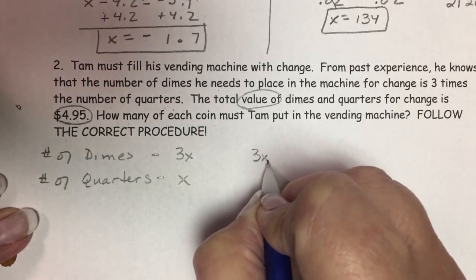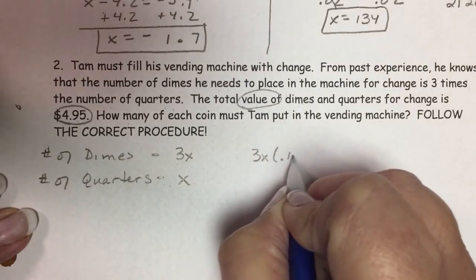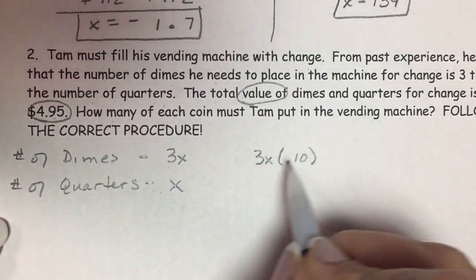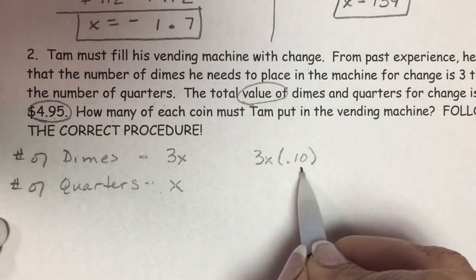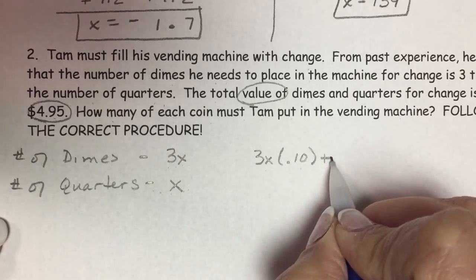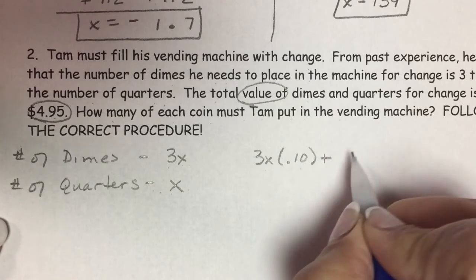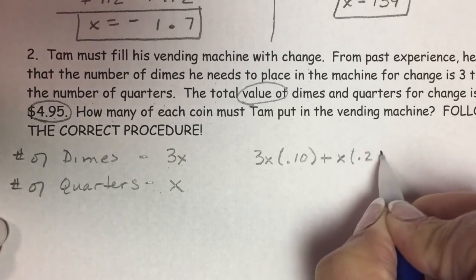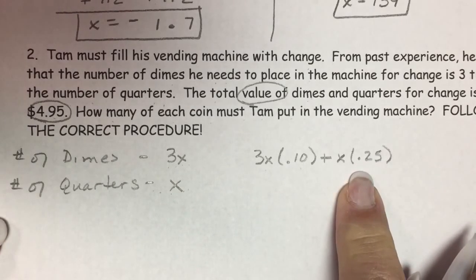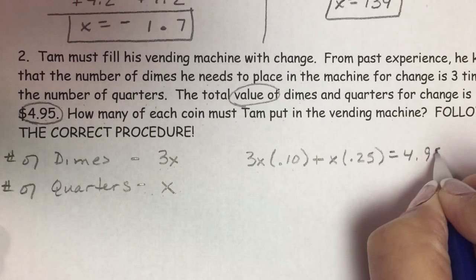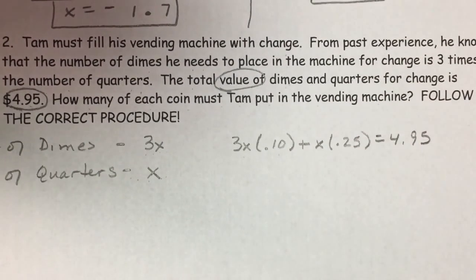So watch what this equation has to be. 3x, that's the number of dimes, but each dime is worth 10 cents. So there's the total value of the dimes. Here's the number of them times 0.10 or 10 cents. Plus, now we have to have the total amount of money for quarters. So that's going to be x times, what's the value of a quarter? 0.25. So there's how much money in quarters we have. And we have a total of $4.95. So that's tricky. Take very careful notes.